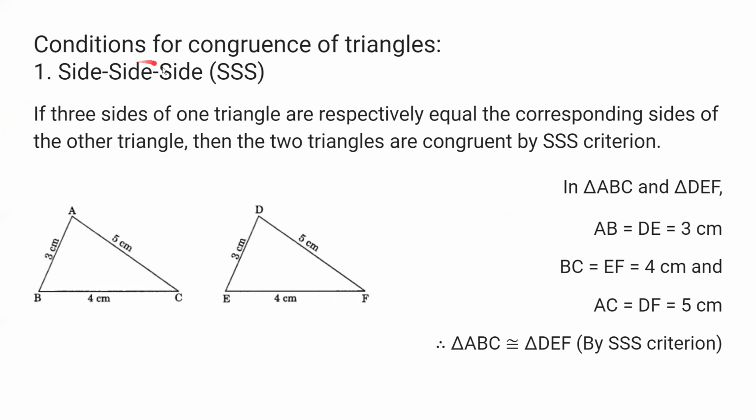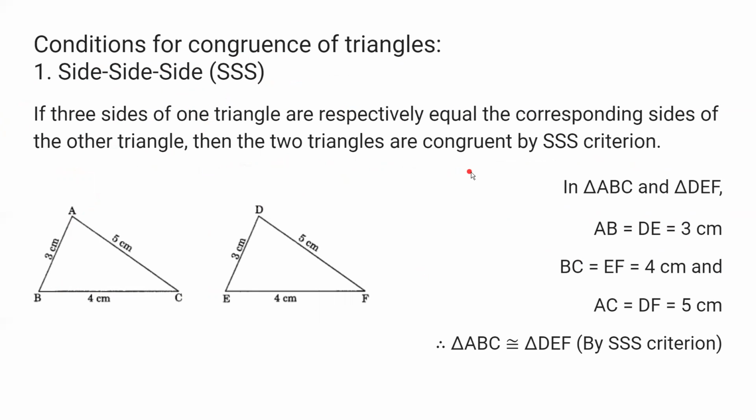Next is conditions for congruence of triangles. Now, we are going to learn side, side, side. The short form for side, side, side is SSS. If three sides of one triangle are respectively equal to the corresponding sides of the other triangle, then the two triangles are congruent by the SSS criterion.